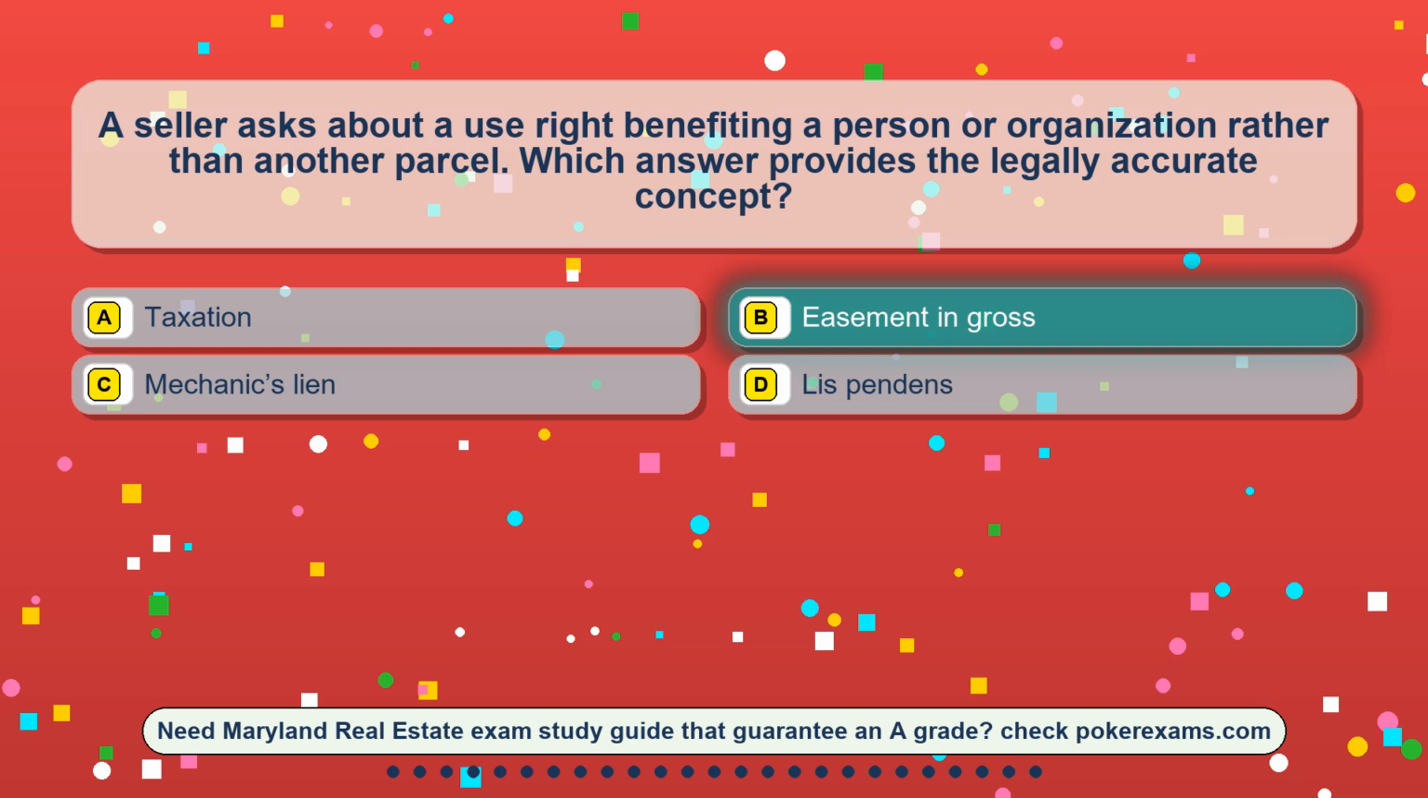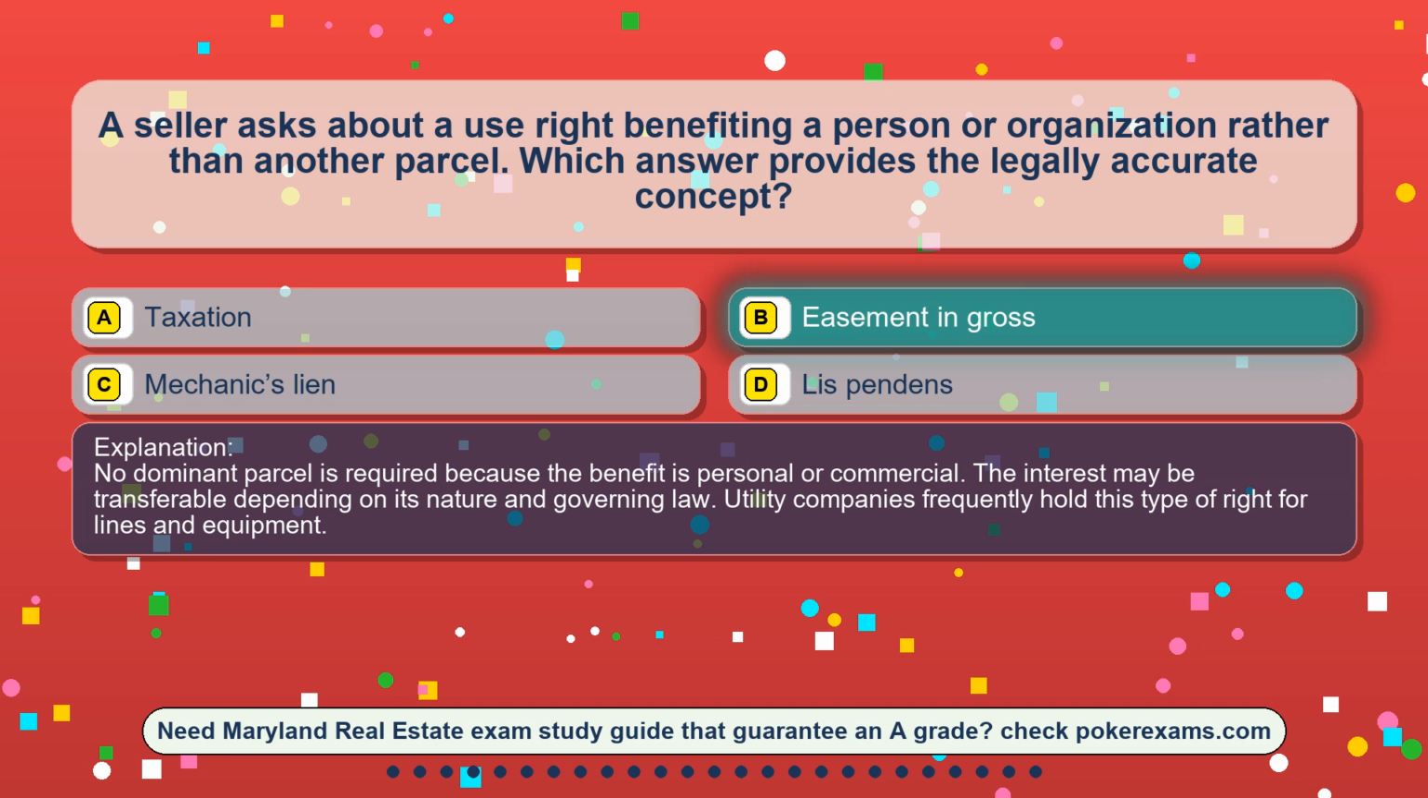The correct answer is option B, easement in gross. No dominant parcel is required because the benefit is personal or commercial. The interest may be transferable depending on its nature and governing law. Utility companies frequently hold this type of right for lines and equipment.